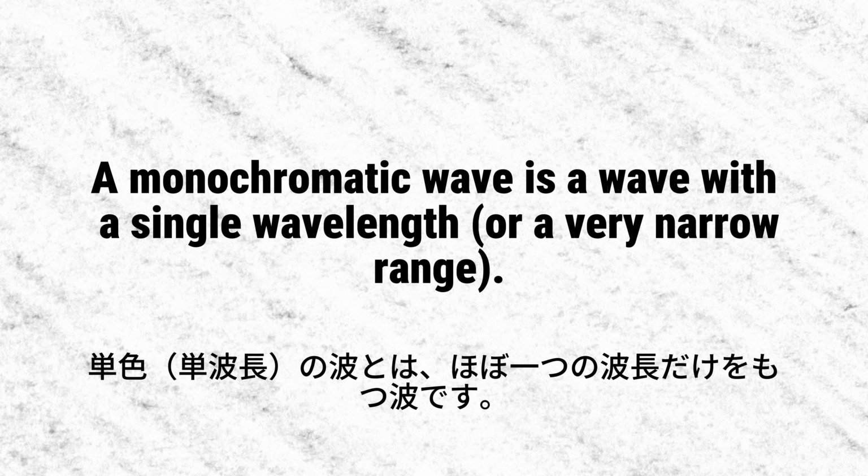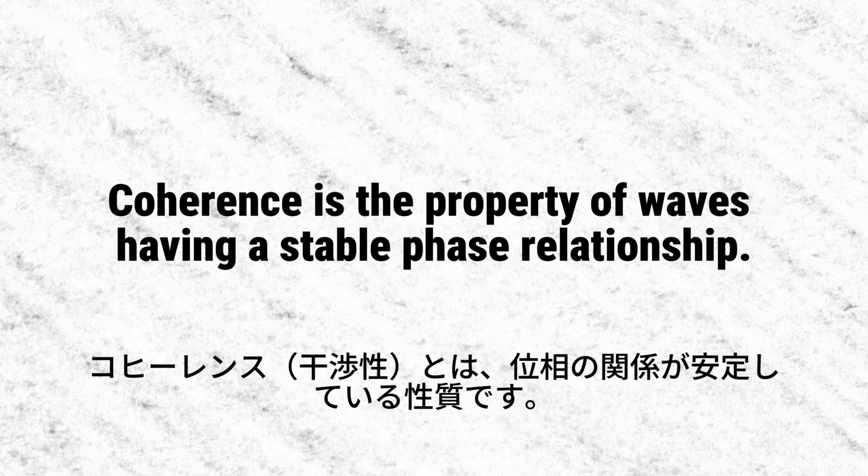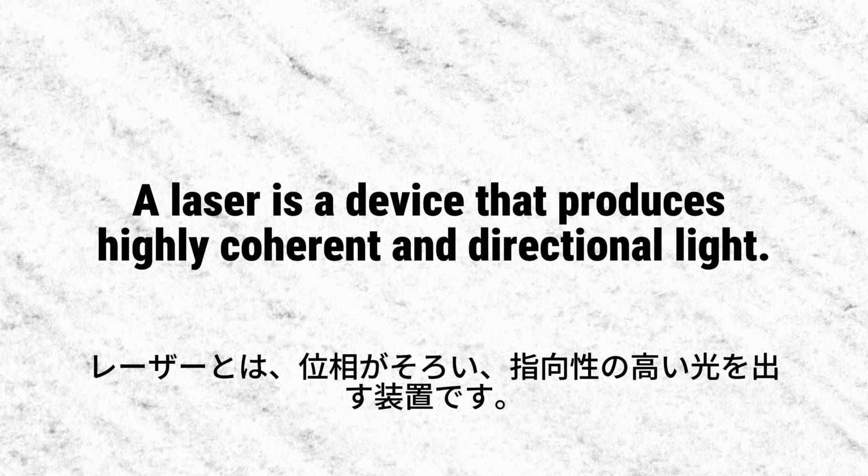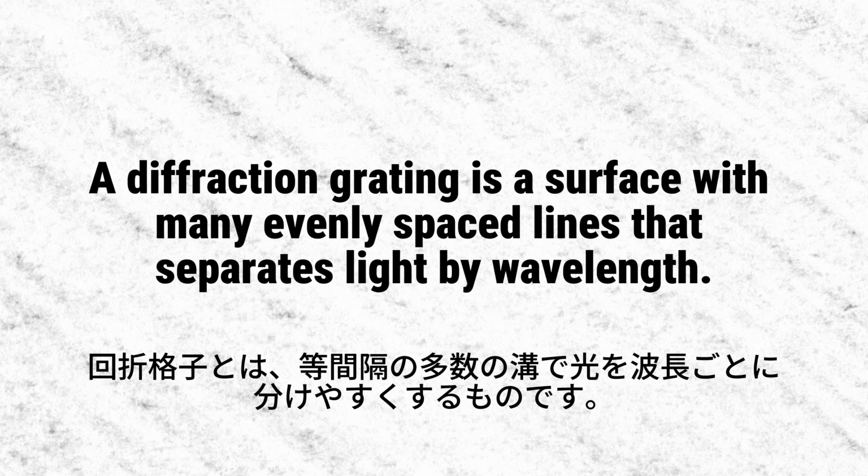A monochromatic wave is a wave with a single wavelength, or a very narrow range. Coherence is the property of waves having a stable phase relationship. A laser is a device that produces highly coherent and directional light. A diffraction grating is a surface with many evenly spaced lines that separates light by wavelength.